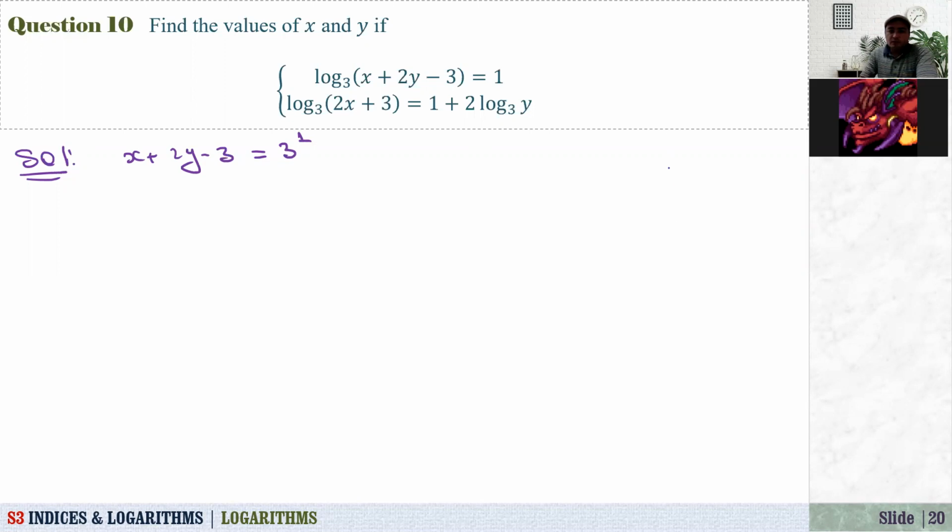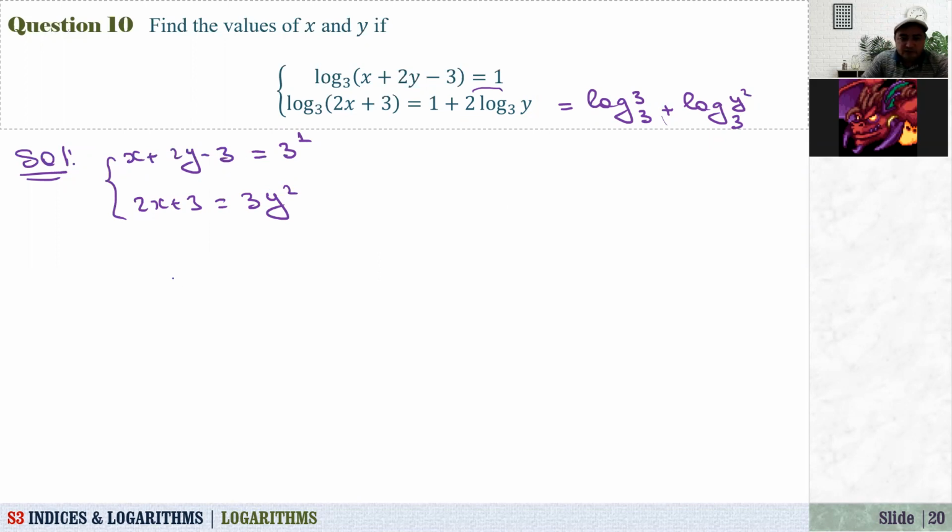And how about the second one? The right-hand side, I can just change it as logarithm of 3 to the base 3 plus logarithm of y squared to the base 3, right? Because this 2 will be the power of y. And if we just combine this, on the left-hand side, we have 2x plus 3. On the right-hand side, because it's plus, it will be multiplied. There we have 3y squared. So these two systems of equations are equivalent.